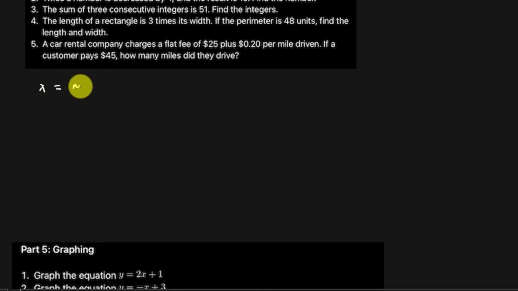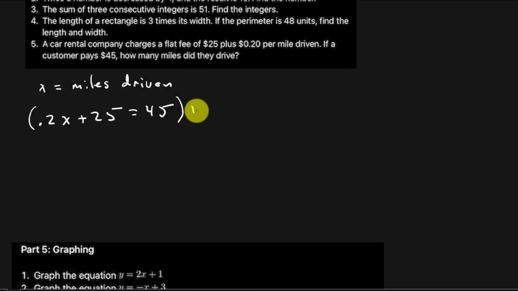We're going to let x equal miles driven. The company charges a flat fee of 25 and then 20 cents per mile. So it's 20 cents times the number of miles plus the flat rate of $25, and that is equal to the total of $45. We want to see how many miles he drove. We've got a decimal, and when you want to clear decimals, moving the decimal one place to the right means multiplying by 10, two places means multiplying by 100, three places would be 1,000, and so on. So we're going to multiply everything through by 10.